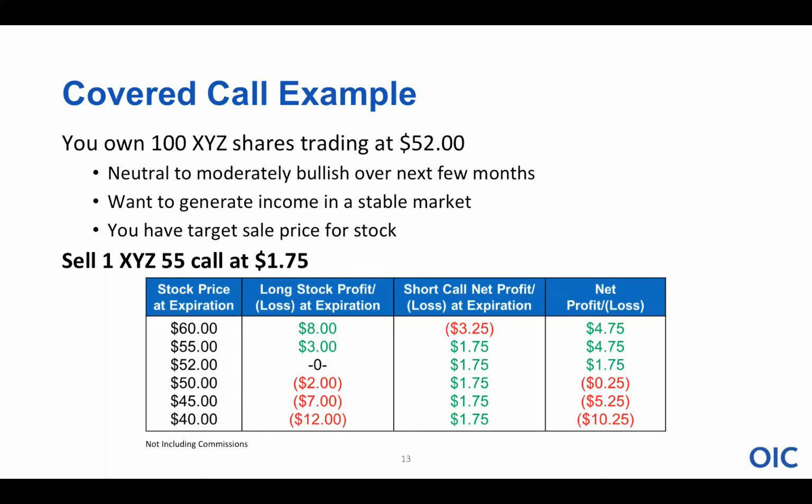Now below 50 and a quarter, that's where you can see the downside really kicks in because our risk is in the long stock. So at 45, we would lose 5 and a quarter. At 40, we would lose 10 and a quarter, all the way down to 0. That's our risk, in the long stock position.